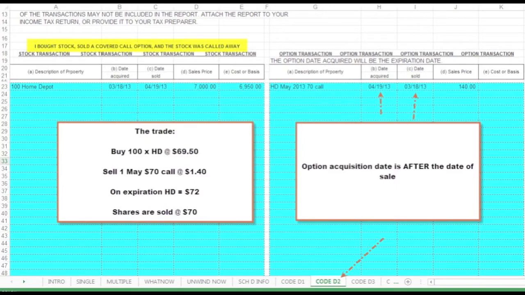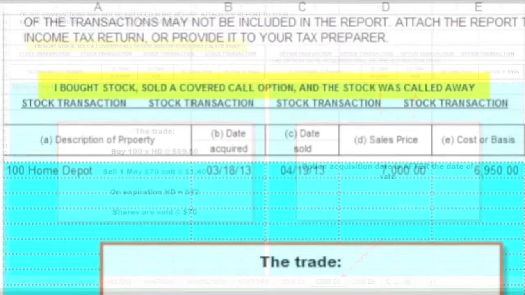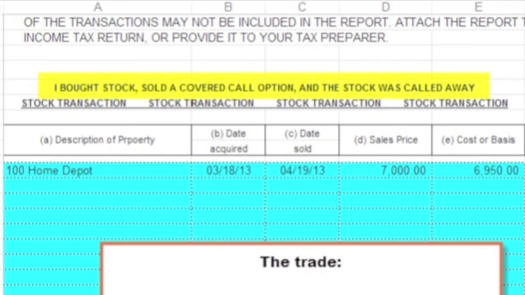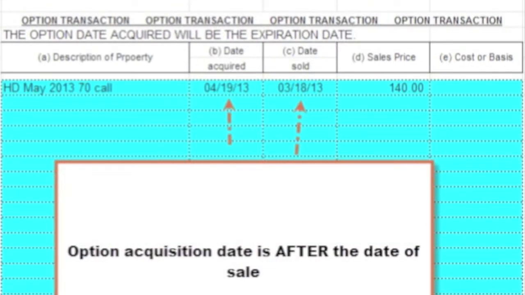So we know that if we take no action, the shares will be sold the day after expiration Friday for $70. On the left side of the spreadsheet, we enter our stock trade. You can see we purchased 100 shares, the cost basis was $69.50, and the sale price was $7,000, $70 times 100. Now on the right side of the spreadsheet, we enter the option trade, and you can see here that the acquisition date of the option is actually after the sale date, because when we write the call, we sell to open.